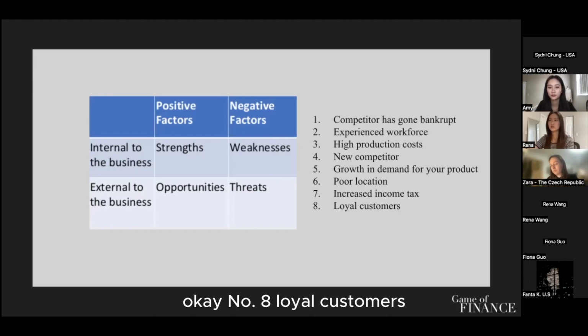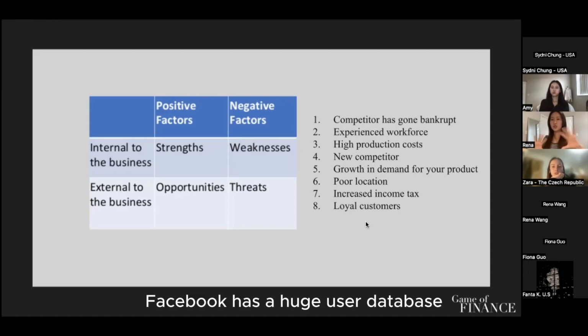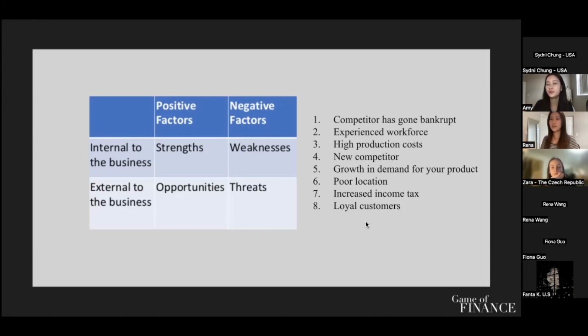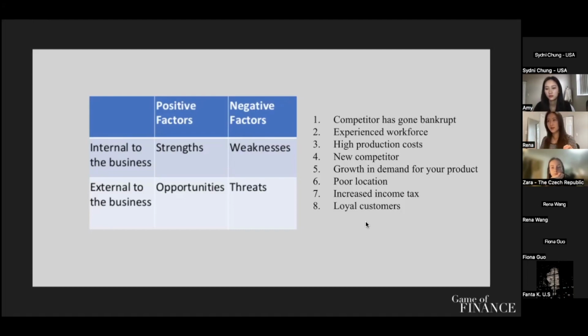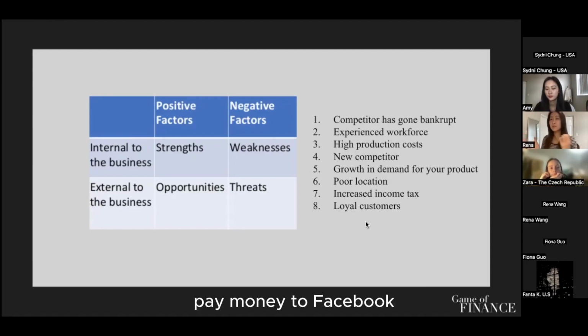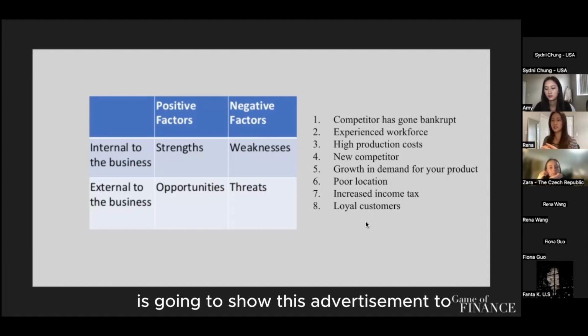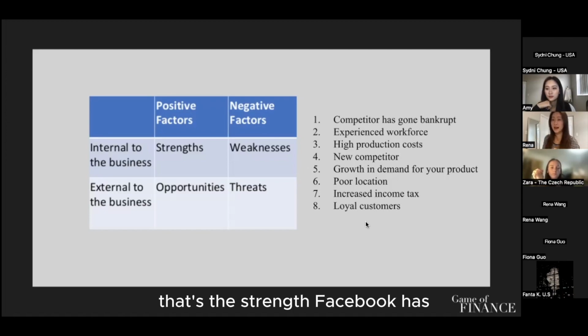Okay, number 8, loyal customers. I think it's a strength. Guys, think about it this way, okay? Facebook and Instagram, they're one company. Facebook has a huge user database. They have so many loyal customers that go on Facebook every single day. That is a strength that the company owns. They can use these customers to make more money. When advertisers pay money to Facebook, they know that Facebook is going to show this advertisement to the amount of people that use Facebook. That's the strength Facebook has.